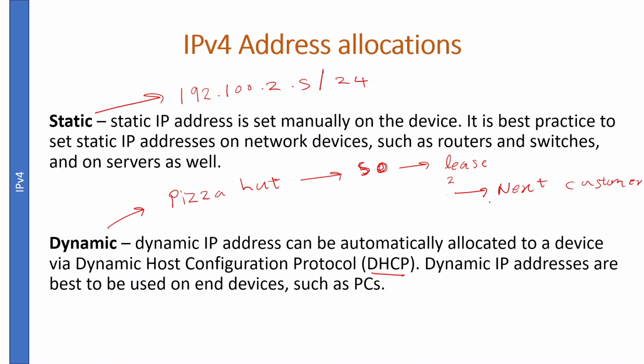Otherwise, if you are going to statically assign IP addresses, then you need a lot of IP addresses for each and every customer, and there will be no usage of these IP addresses, because when a customer leaves your Pizza Hut or KFC, we don't know whether he will come back or not, right? Because of that, we are using dynamic IP addresses in this kind of situation. But if it is a server or something, you can configure it statically, because there is no need to change the server IP address, right?